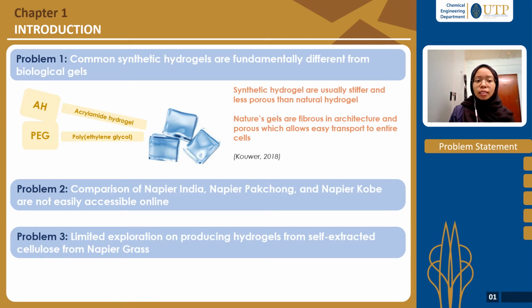Problem number 1 is, common synthetic hydrogels are fundamentally different from biological gels. Synthetic hydrogels like PEG are usually stiffer and less porous than natural hydrogels. Nature's gels, on the other hand, are fibrous in architecture and porous, which allows easy transport to entire cells. This feature is required in hydrogels for them to be implemented in the biomedical field.